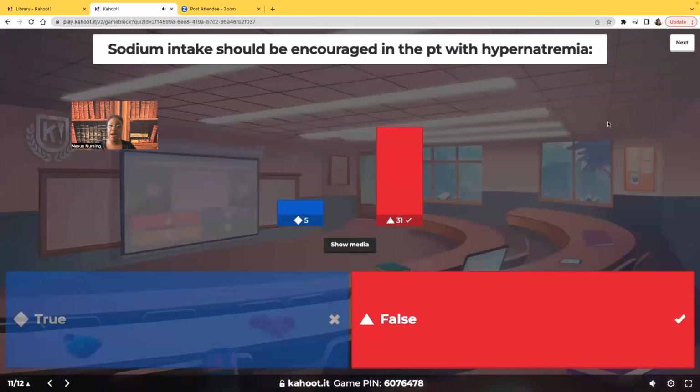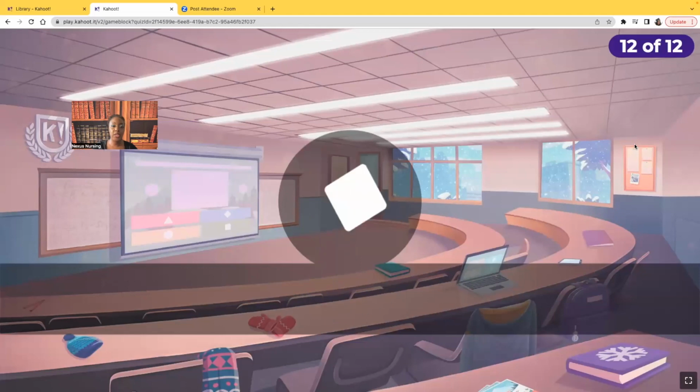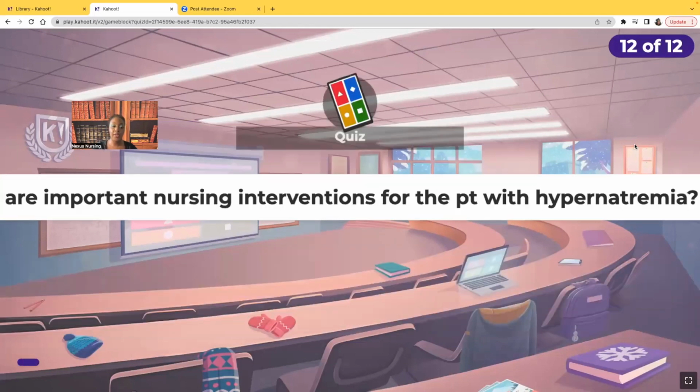Very good. This is false. The patient's already hypernatremic. They already have too much sodium. We're not trying to encourage them to get more sodium in their system. Very good. Last question. Select all that apply.